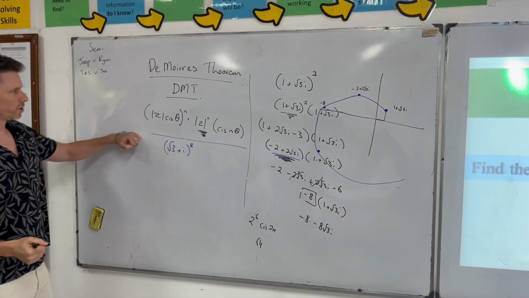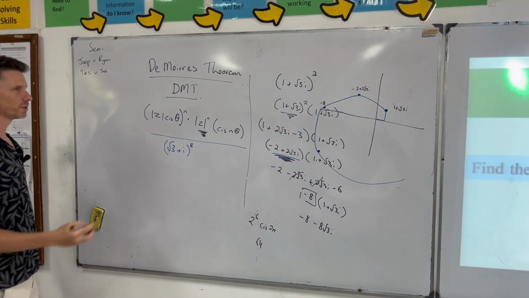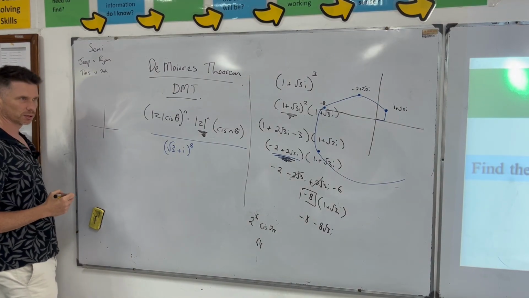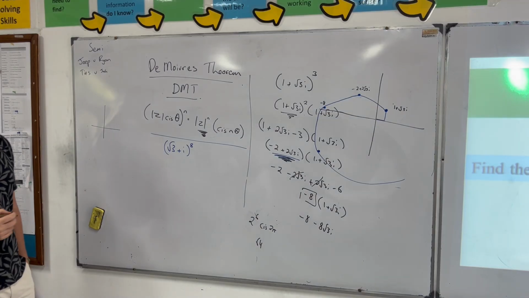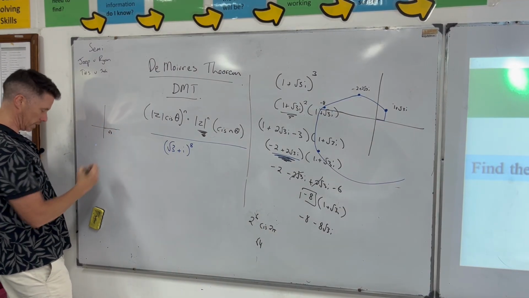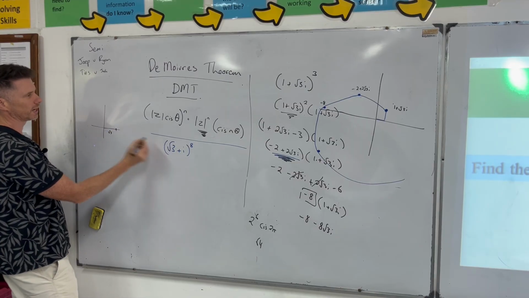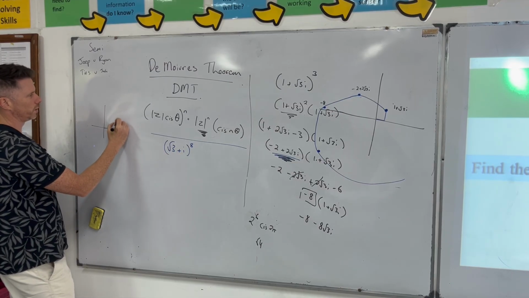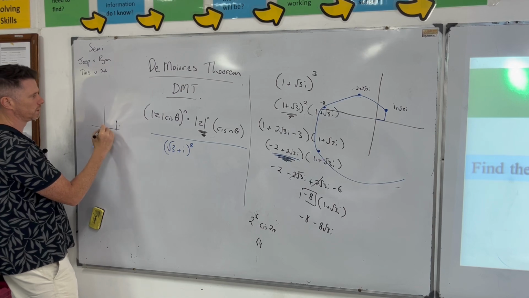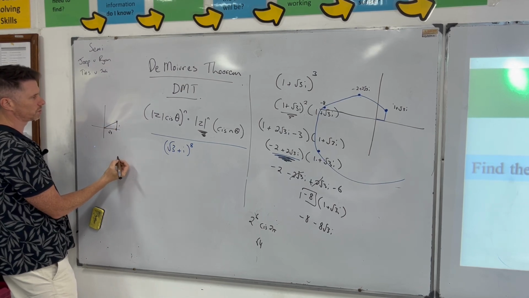So my first port of call here, I like to draw a diagram. You don't have to, but I like to, just to make sure I'm getting the signs right and all that, and whether the angle is negative or positive, or where it sits. So this is root 3, the distance here on the real axis, and it's up 1 on the imaginary axis. Our modulus is going to be 2 again.